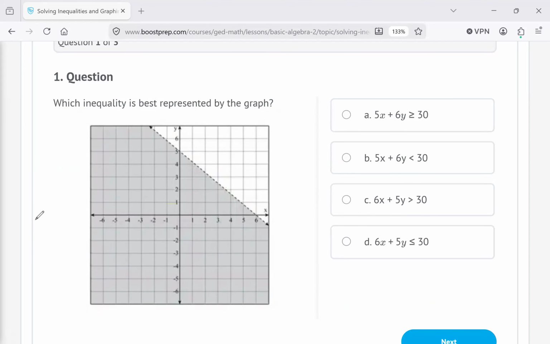So in question one, we have a linear line, and we have some kind of dash line, and we also have some shading, right? So there's a lot going on. There's a linear line, dash, and shading. So based on our notes, we said that if you have a dash line, your symbol must be either less than or greater than. So that's a big clue. You can eliminate letter A and letter D because it has an equal sign, and that means it would be a solid line, correct?